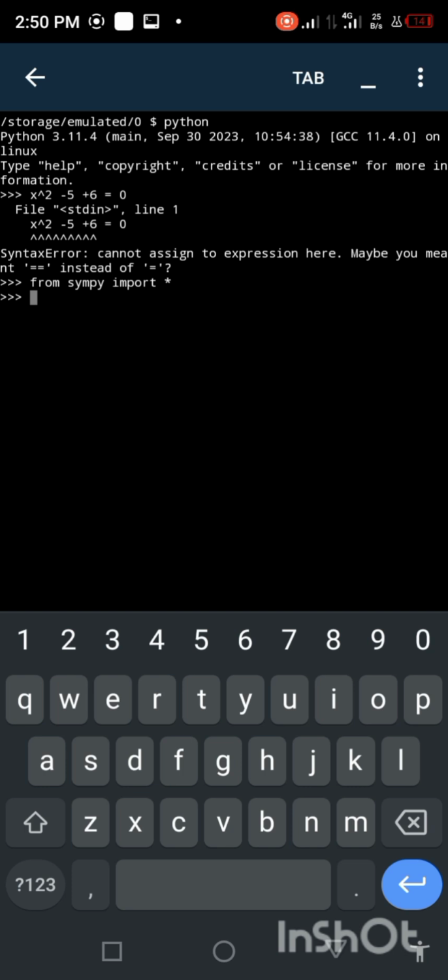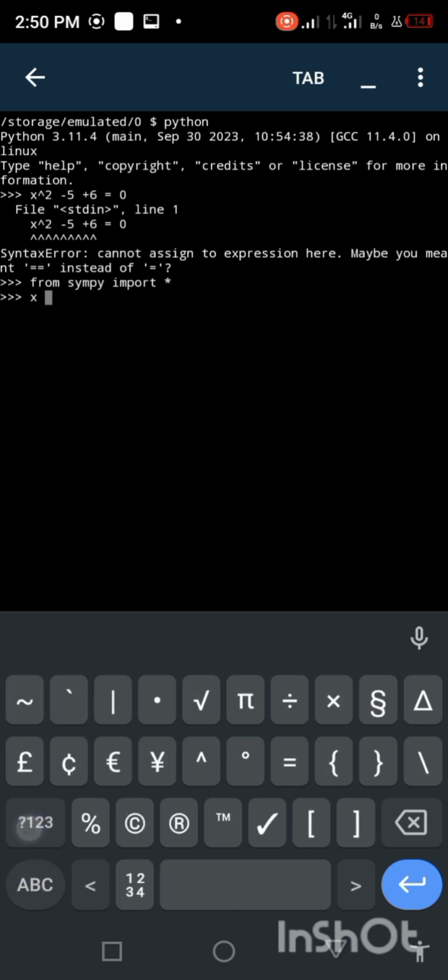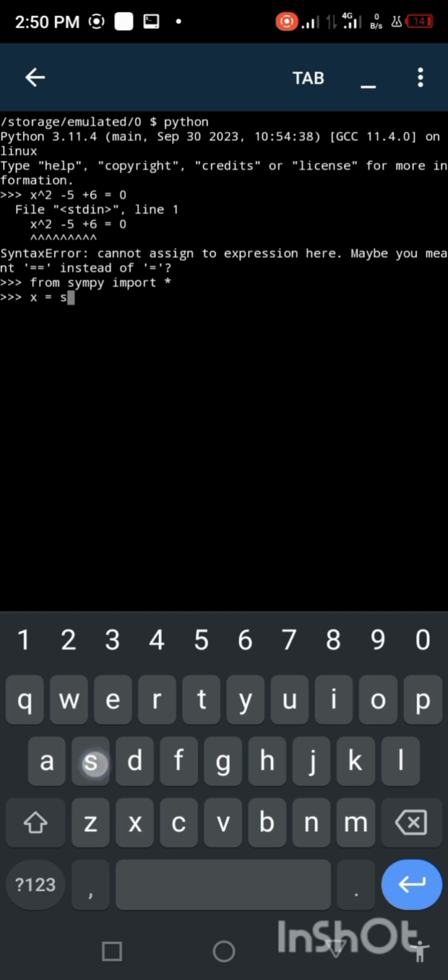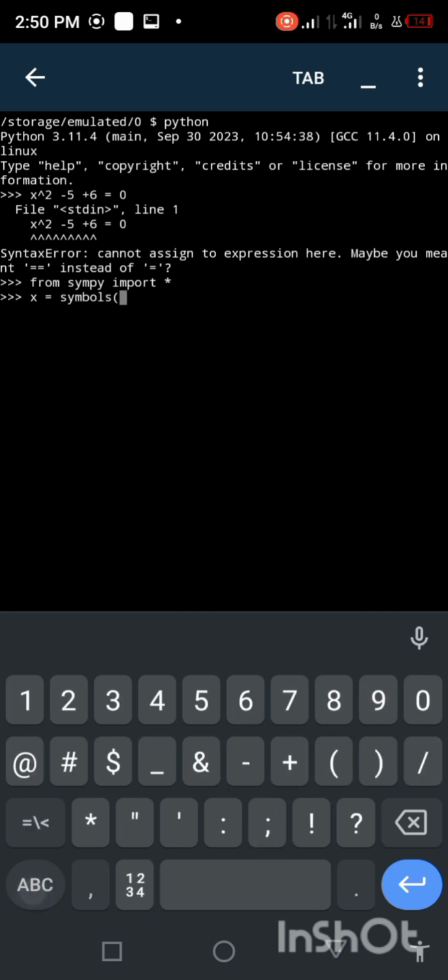So now we can start to define the symbol. x is equals to symbols, open bracket, x.